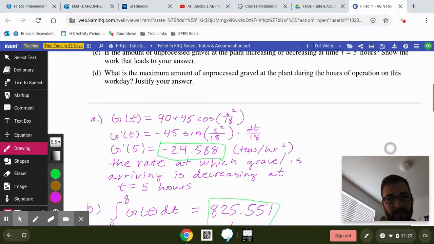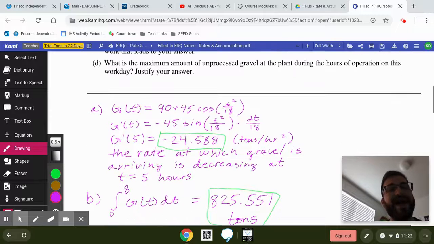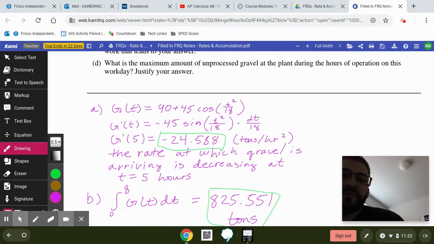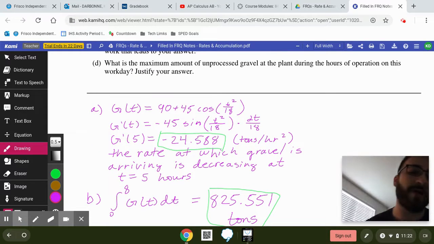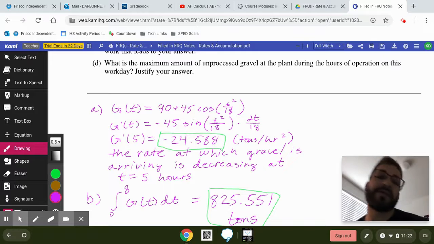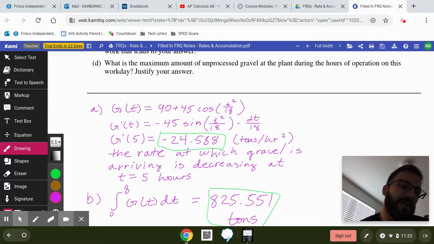If my computer will load, there we go. All right, what is the maximum amount of unprocessed gravel at the plant during the hours of operation on this workday? And then we want to justify our answer. All right, so we've talked about this before. We saw it in the mock exam.